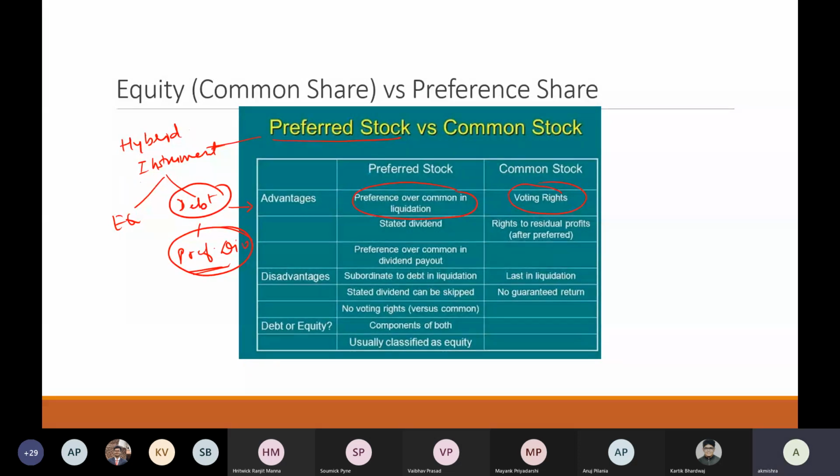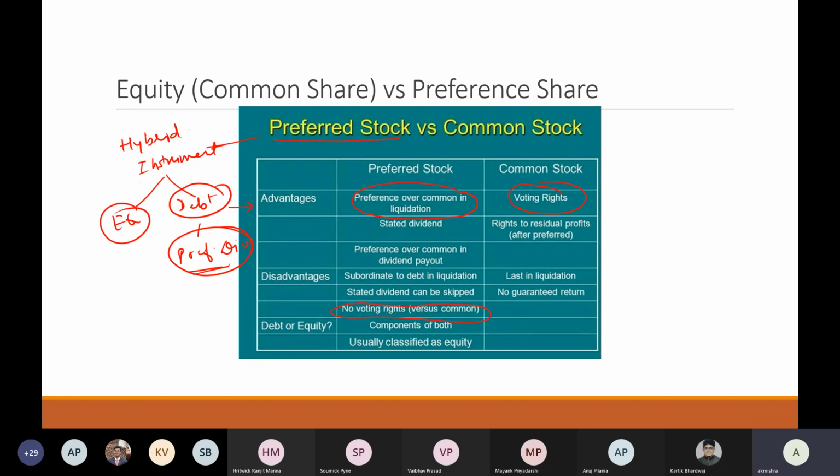And also because preference shares are many times convertible, some kind of options are attached to convert into equity. So that's why they have some kind of characteristic of equity as well. And of course, they won't get any voting rights.